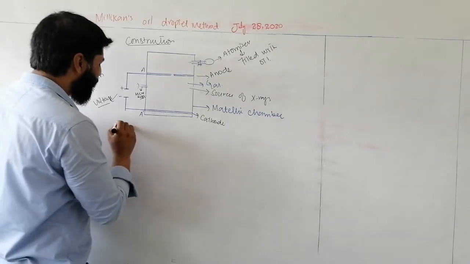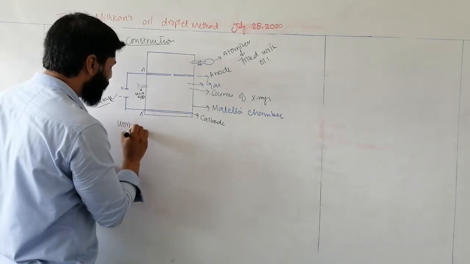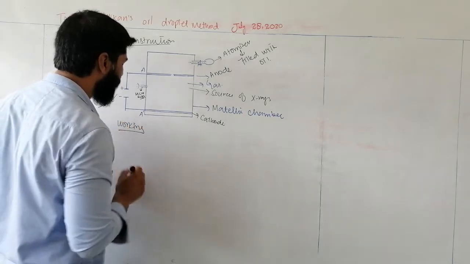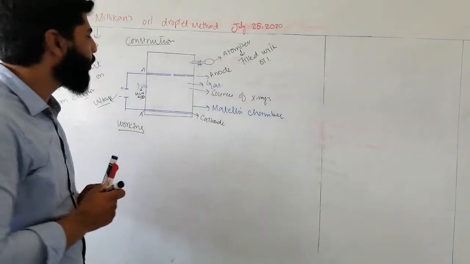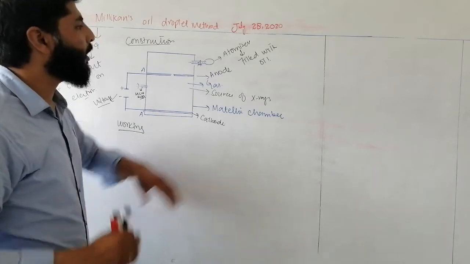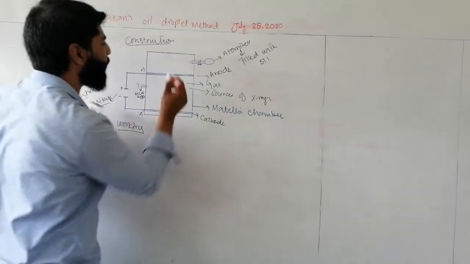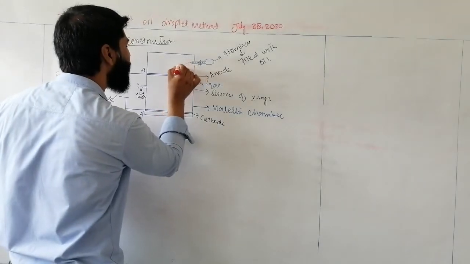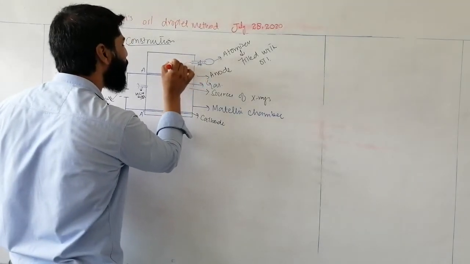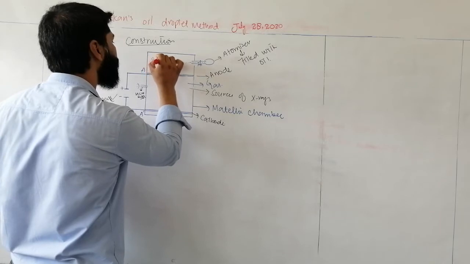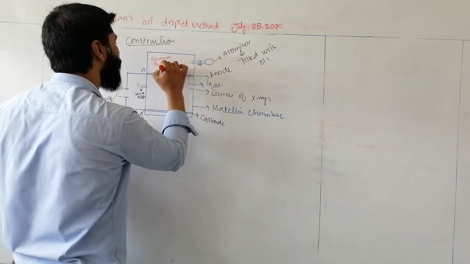Now students, we will discuss the working of Milliken's experiment. First of all, Milliken developed a fine stream of oil droplets.